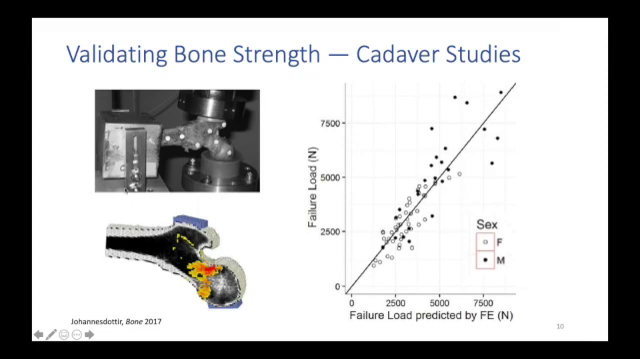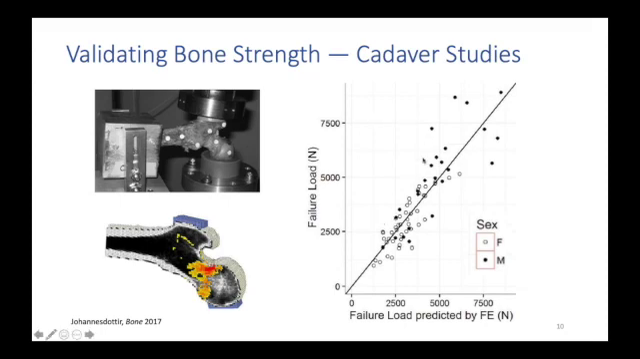So here's an example. We had to repeat all that cadaver testing for the femur, and here are some results for the femur. This is the finite element modeling on the horizontal axis and the measured breaking strength from cadaver testing. This was done at Harvard, and there's no fiddling with the model here to make it work. This is, okay, we have this model, how did it do?